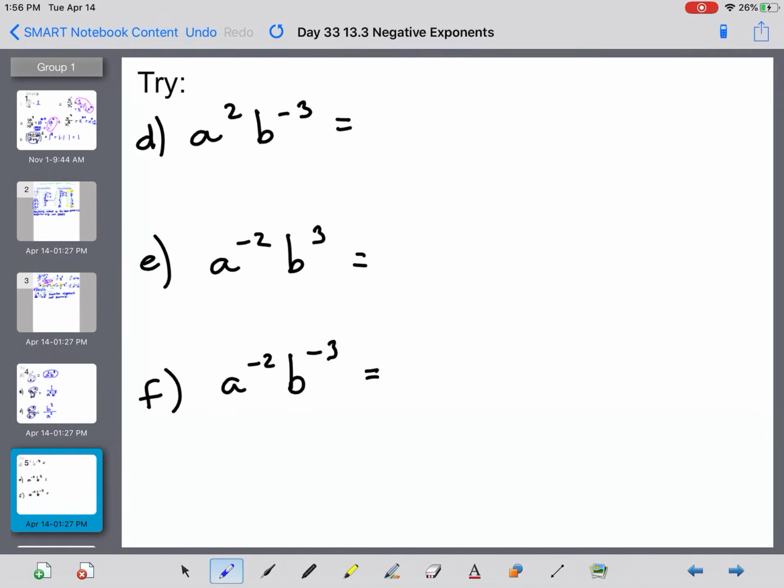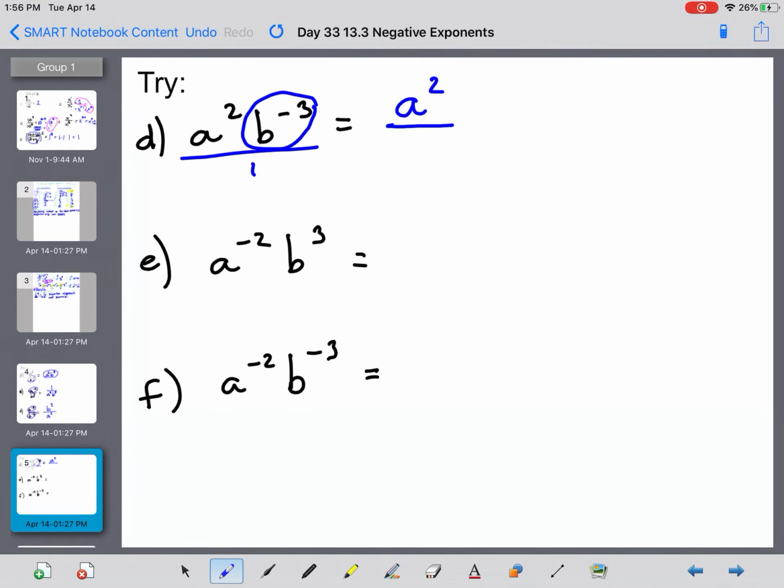Let's try a few more. So these ones now have, instead of the division like we saw in the last one, these are now being multiplied together. So this tells me that b to the negative third power up here, that's the one I need to move. So a squared stays where it is, so it's in the numerator.